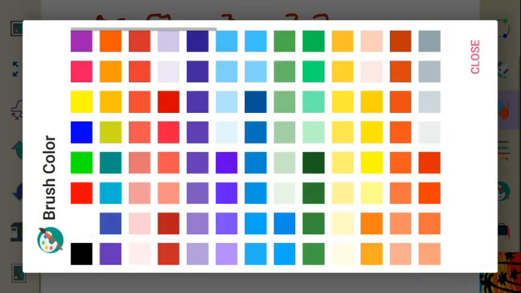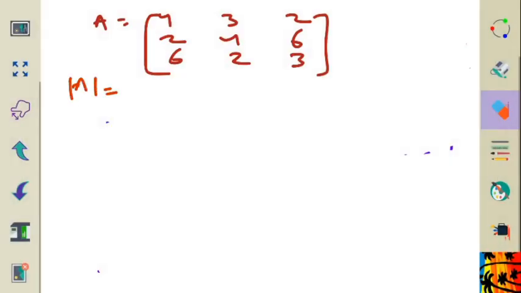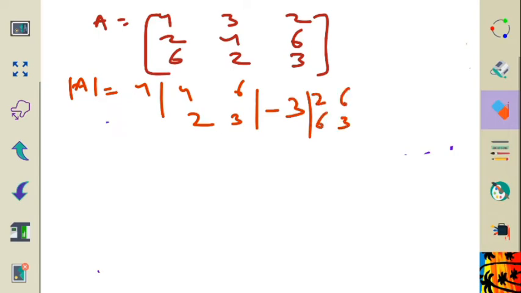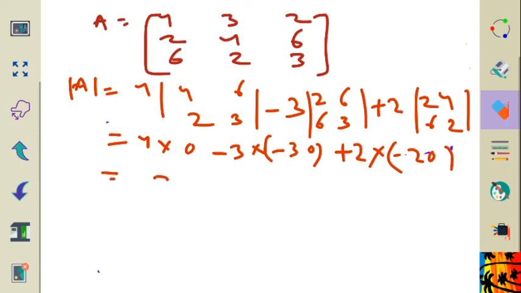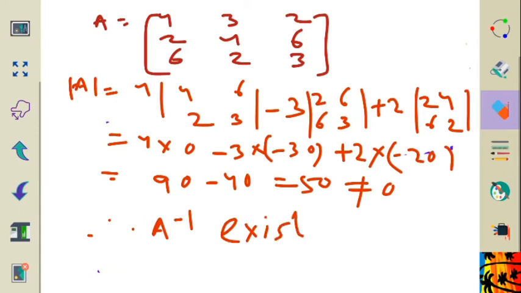Therefore, determinant of A is equal to 4 into (4, 6, 2, 3) minus 3 into (2, 6, 6, 3) plus 2 multiplied by (2, 4, 6, 2). That is 4 into 12 minus 12, which is 0, minus 3 into 6 minus 36, which is minus 30, plus 2 into 4 minus 24, which is equal to minus 20. So it is 90 minus 40, which is 50, and 50 is obviously not equal to 0, therefore A inverse exists. So this part is over now.